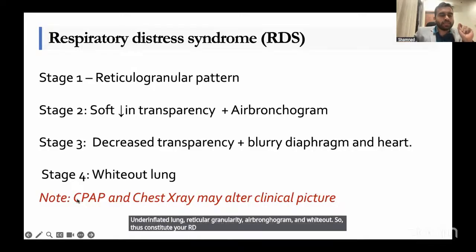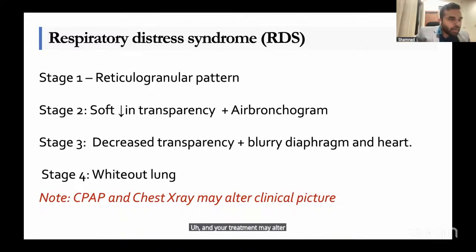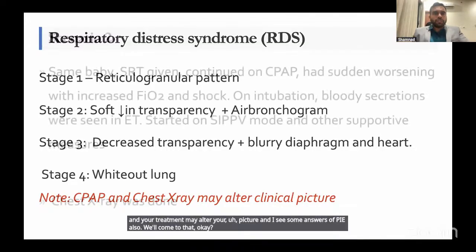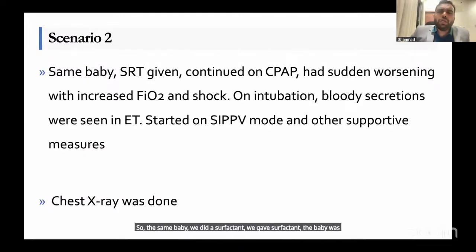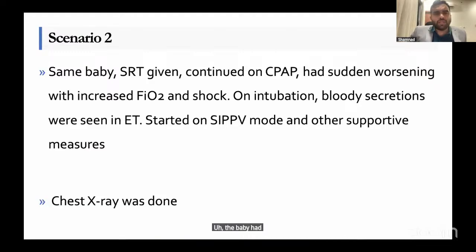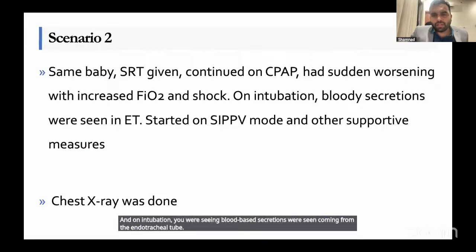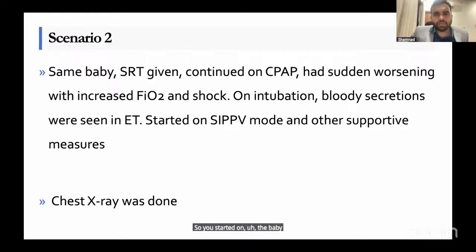And again, note that CPAP and your treatment may alter your picture. And I see some answers of PIE also. Will come to that. Okay. So the same baby, we gave surfactant, and the baby was continued on CPAP. The baby had sudden worsening with increased FiO2 and shock. And on intubation, bloody secretions were seen coming from the endotracheal tube. So you started the baby on SIMV mode and other supportive measures.